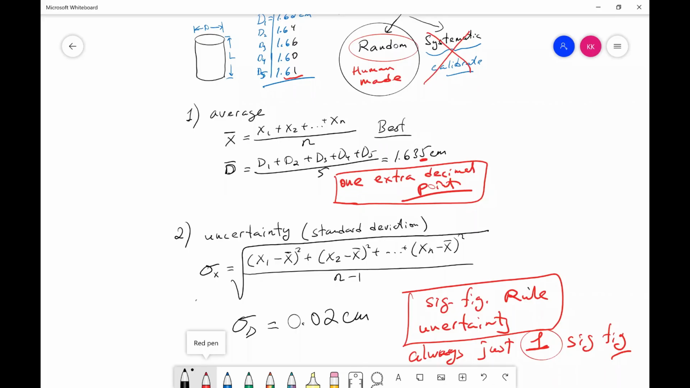So this is what I'm going to be checking when you submit your lab report for this lab 1. Do you have the average calculation? Do you have the uncertainty? Are they in correct units? Do they have the correct sig figs and things like that? So make sure you're following all of those things.